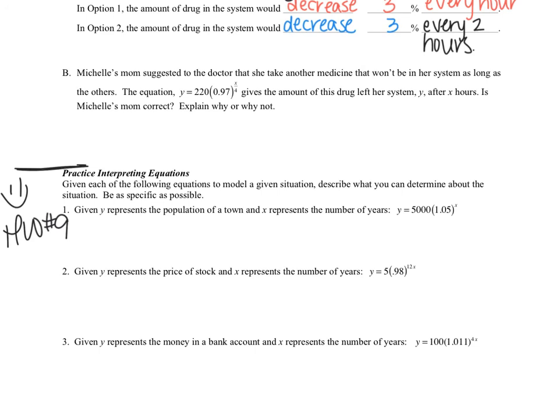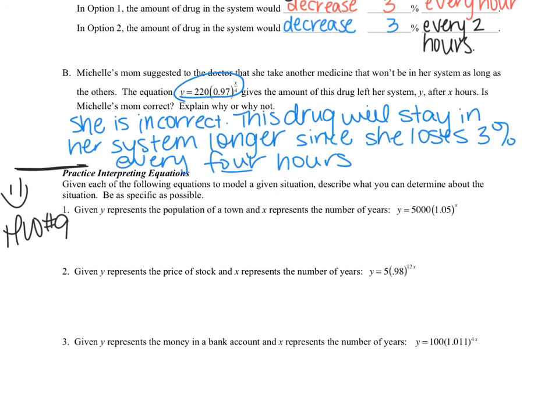All right, sorry, Mom, you're actually wrong. Because if I look at that equation, it's going to decrease every 4 hours. So it's going to take 4 hours just for her to lose 3%, versus the other one happened 3% every hour. All right, and that's all for today.